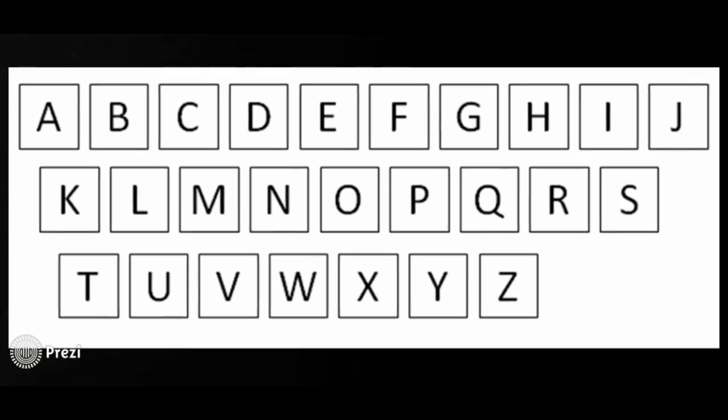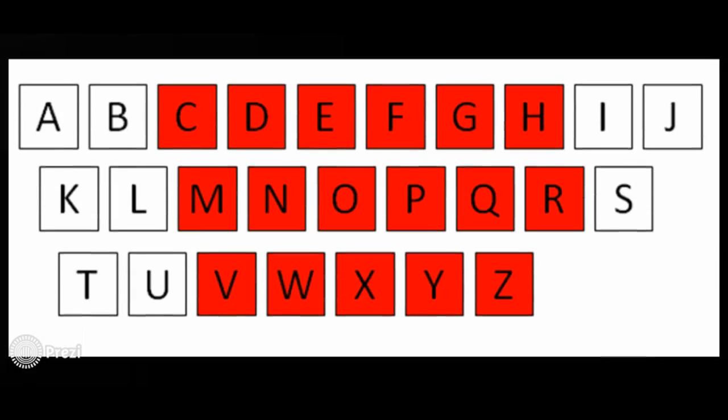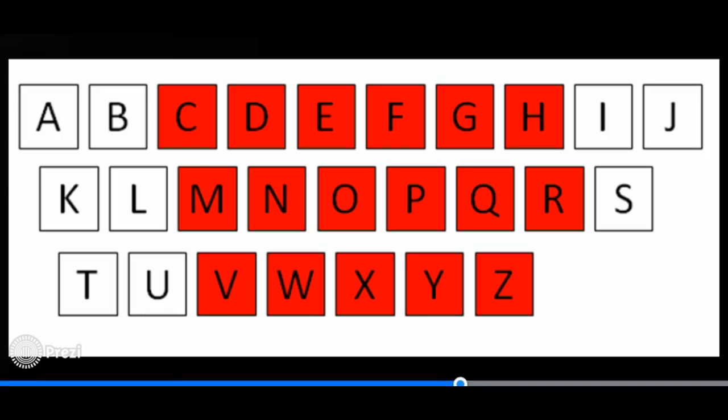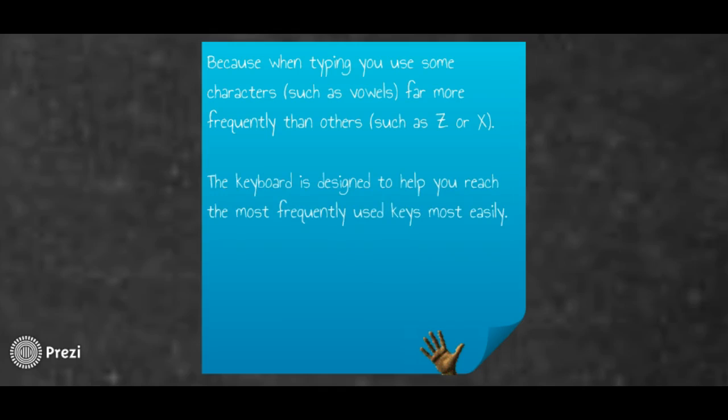So it's saying if it was in alphabetical order, it would look like this. So what does our keyboard look like? That would mean your strong fingers, your index and middle fingers, would be on the keyboard like that. Wait a minute, what? When you type, do you use some letters more often than others? Yeah, do you type the E and the A way more than the X and the Z? Absolutely. The keyboard is actually designed, this is true, to help you reach the most frequently used keys easily.